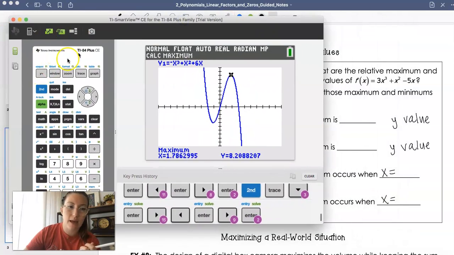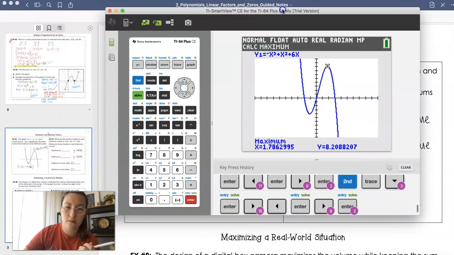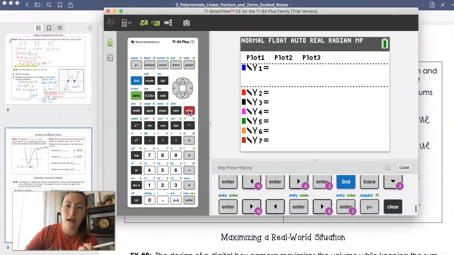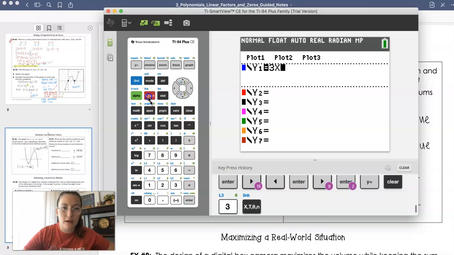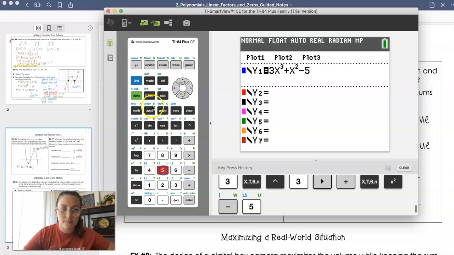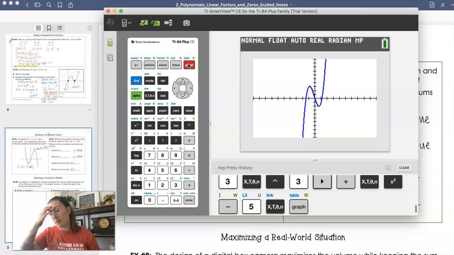All right, so back to our calculators. Go back to this y equals, clear it out. So now we have 3x cubed, plus x squared, minus 5x. Okay, hit graph. There it is.